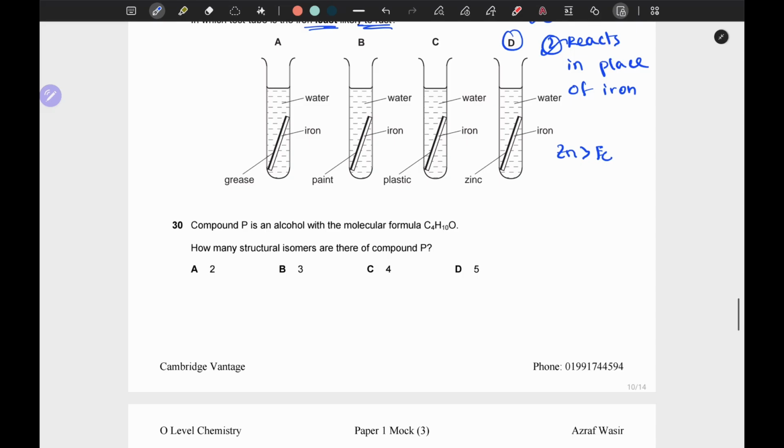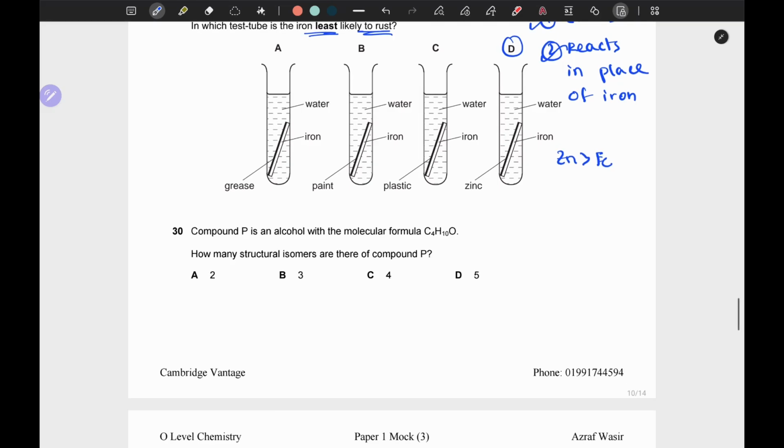Now, number 30, compound P is an alcohol with the molecular formula C4H10O. How many structural isomers are there of compound P? So let's draw the simplest one. So 4 carbons, and it's an alcohol, so OH at the end, and these will be hydrogens. Now we want to form isomers, and it's only structural isomers. So the first thing that we could do is change the position of the OH. So let's draw that one.